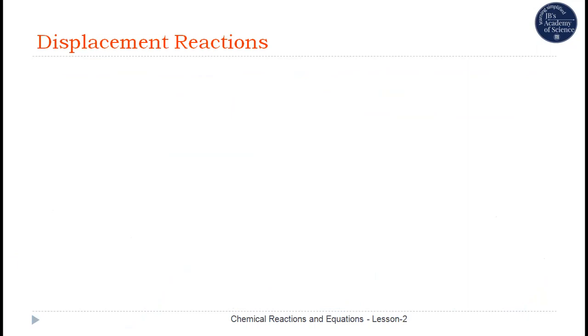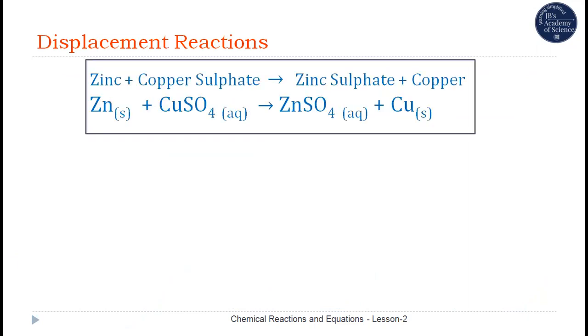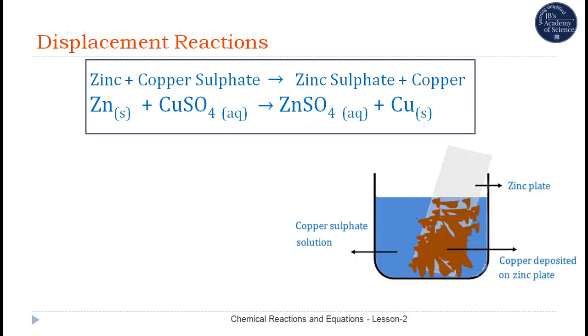Now, displacement reactions. Consider this example. We have a solution of copper sulfate. Copper sulfate, we know it is blue in color. Aqueous solution of copper sulfate. A zinc plate is dipped into this copper solution. If you observe after some time, you can see that the zinc plate will be covered with brown copper particles.